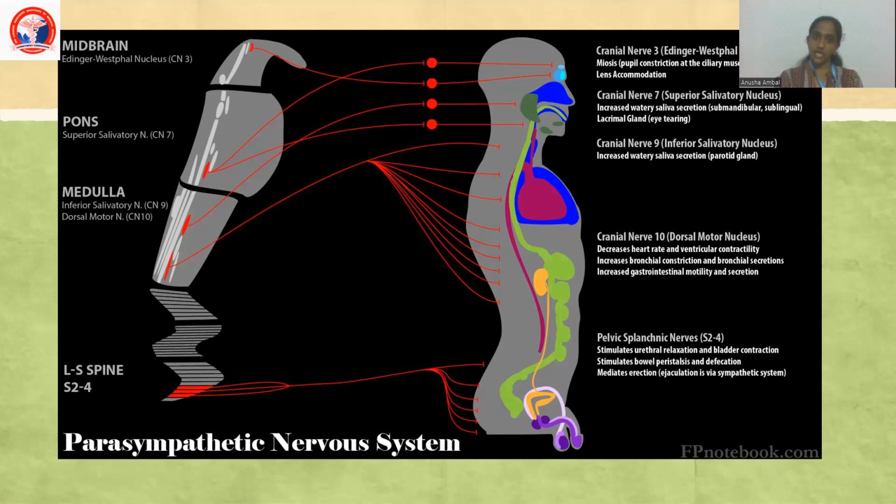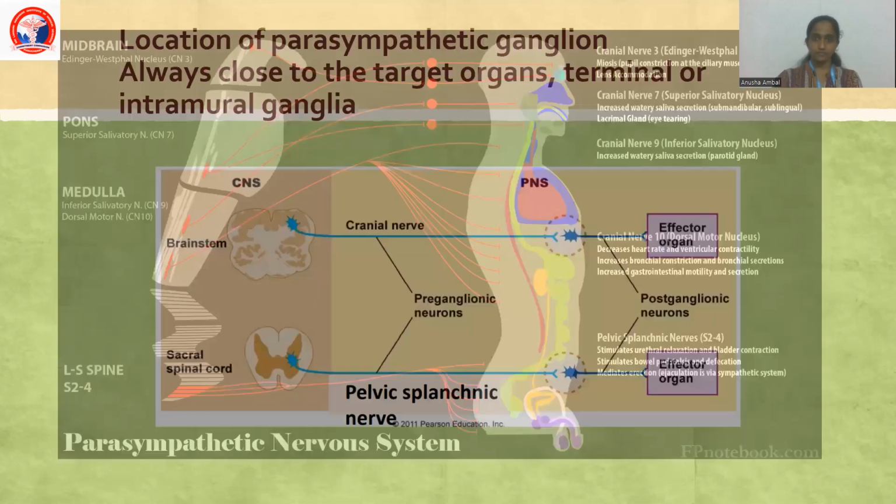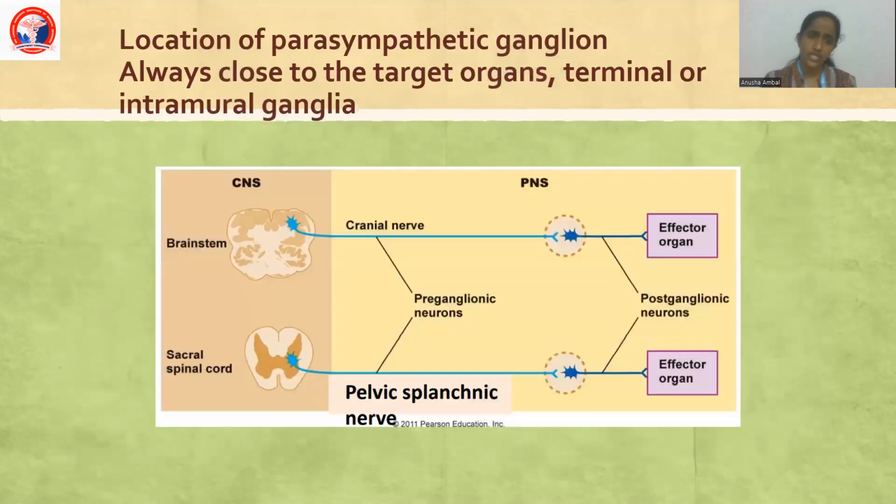So apart from the cranial outflow, there is the sacral outflow. Sacral outflow, mainly S2, S3, S4 alone, constitutes the parasympathetic outflow. So it can be either a cranial parasympathetic or a sacral parasympathetic. The pathway is almost the same, only the origin differs: it is either the brainstem in the cranial, or the sacral spinal cord in the sacral outflow. Other than that, there is not much of a difference in the anatomy.